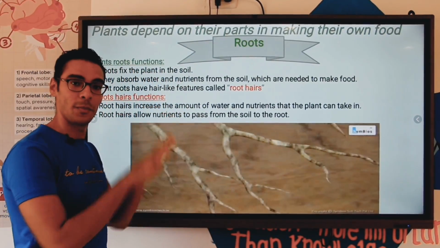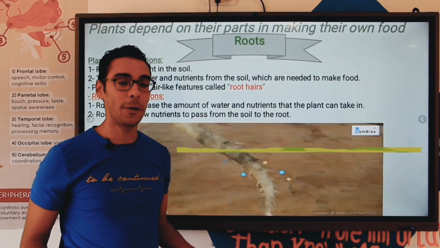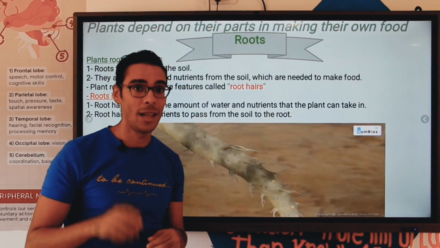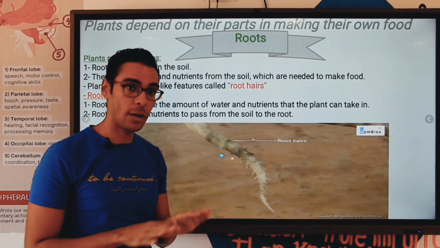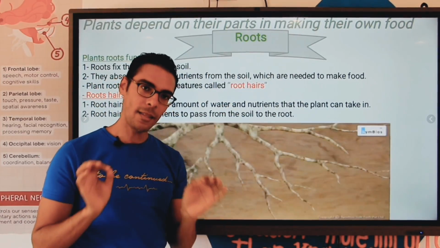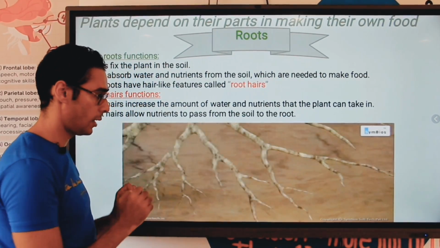Here is the first part. It's found underground or it's found in the soil. Which part do you think? Just remind me. Amazing. The roots. The roots of the plant are found underground. What do you think is the function of the plant roots? Just look here and tell me.